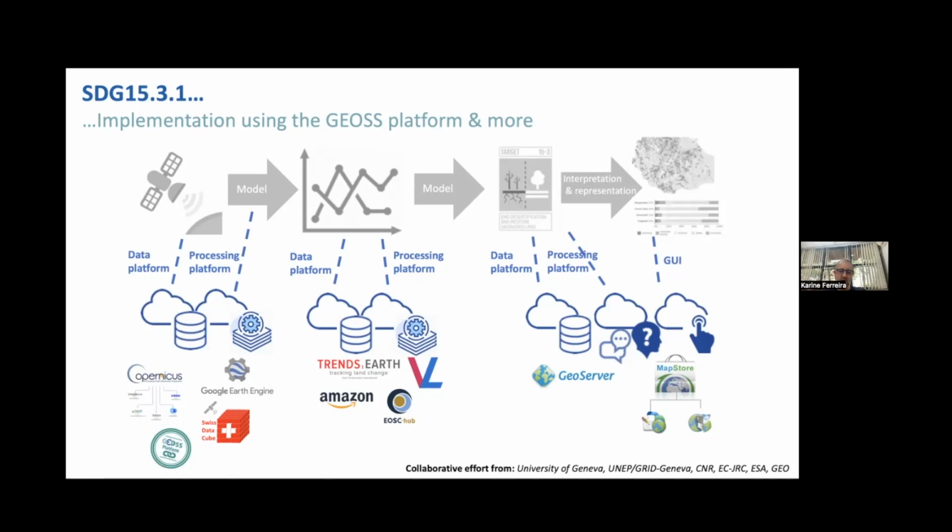This is the Trends.Earth model to generate that specific indicator using the VLAB technology that is developed by our CNR colleague in Italy. And we are able to run the model both on the Amazon cloud and the European Science Cloud, which is an open cloud for scientific research. And then the output of the model is consumed in GeoServer, so it is exposed using OGC standards, and then you can use those services to build a dashboard so that end users, at the end, look at the land degradation evolution in their specific area.